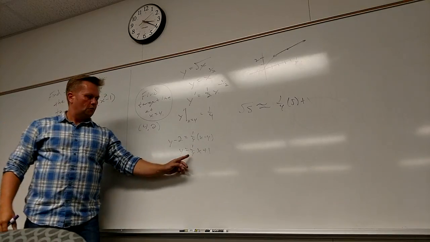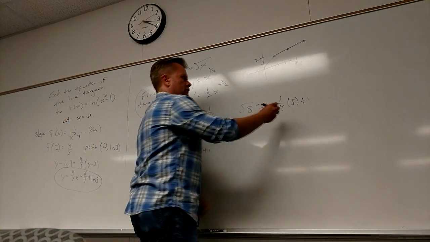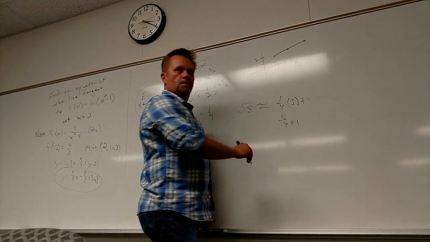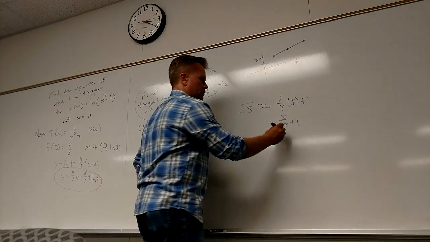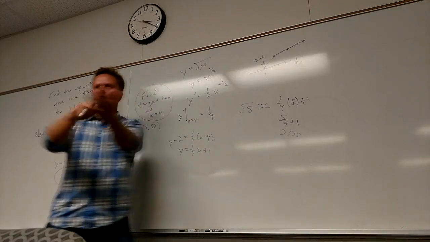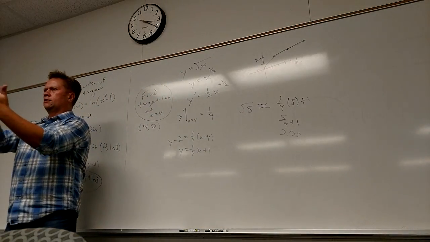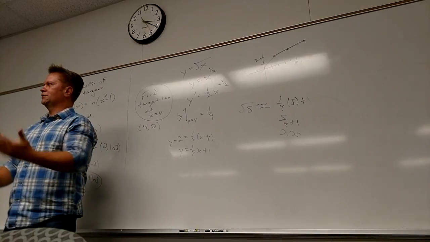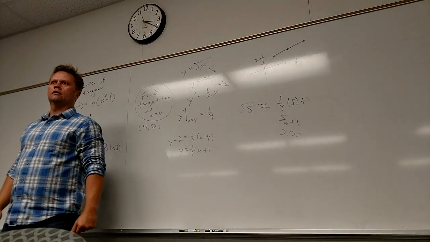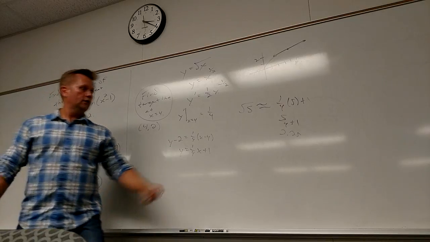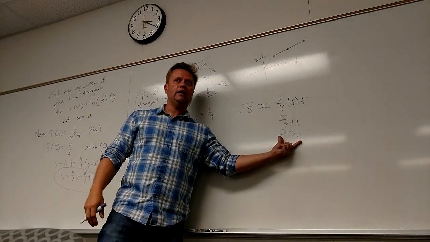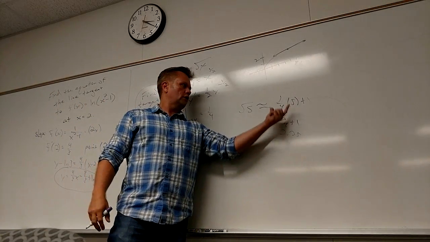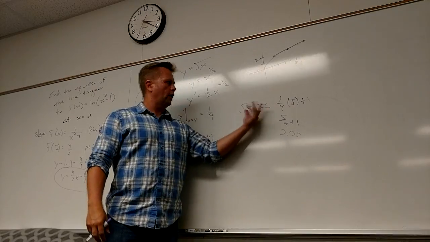And what is 1/4 of 5 plus 1? It's 5/4 plus 1. 1.25 plus 1 is 2.25. What is the square root of 5? 2.23. Do you think that's pretty good? Yeah. So these people walk around with quick ways of doing this.